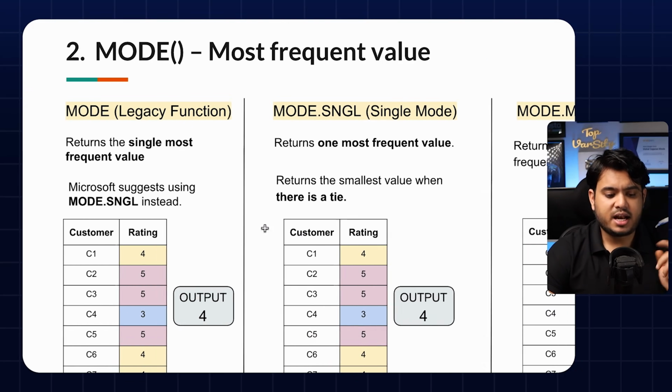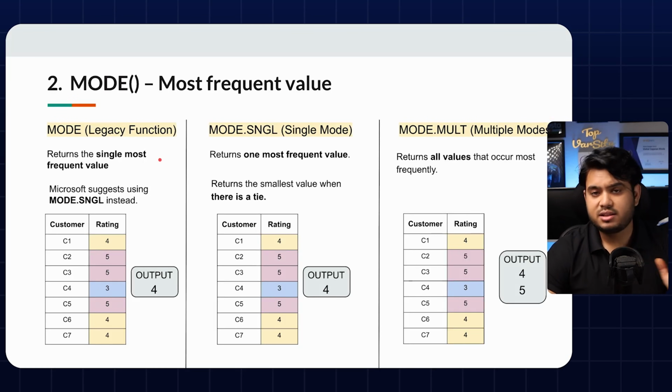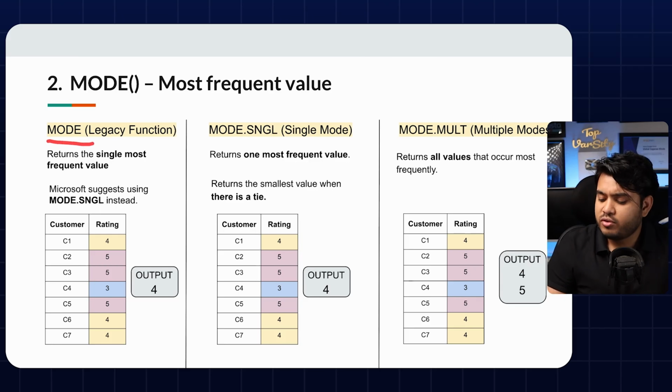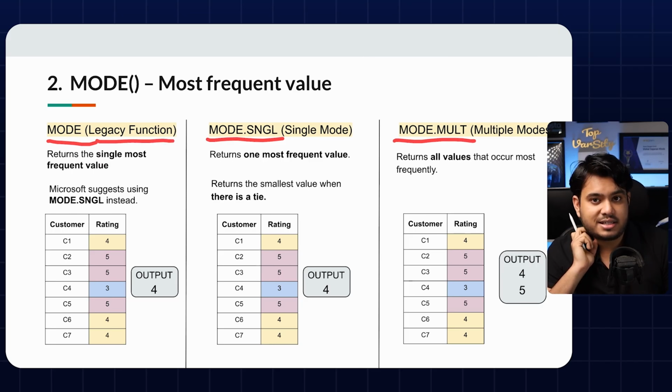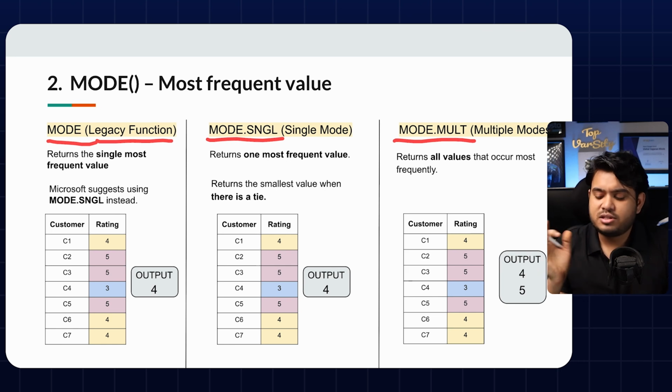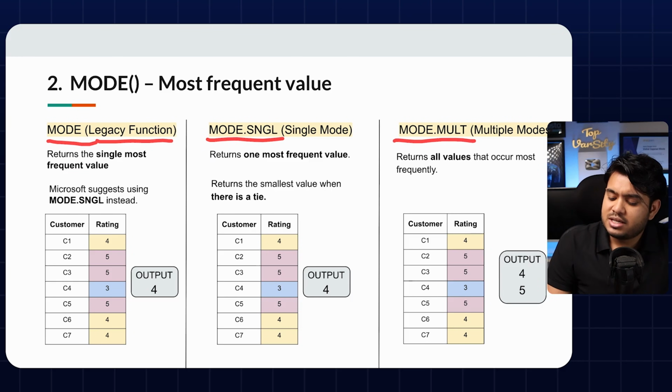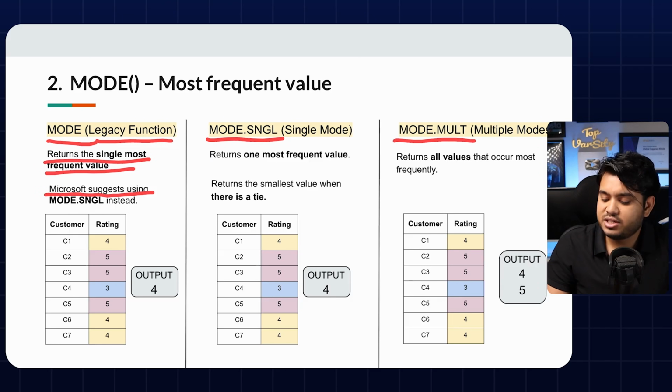Okay, now let's understand this using the PPT. There are 3 functions right now: MODE first, second MODE.SNGL, and third MODE.MULT. Here, legacy function means when Microsoft created Excel, they introduced this function. It is now outdated because it returns the single most frequent value, but it has flaws. Second, Microsoft itself suggests using MODE.SNGL instead of MODE. So we'll use MODE.SNGL.